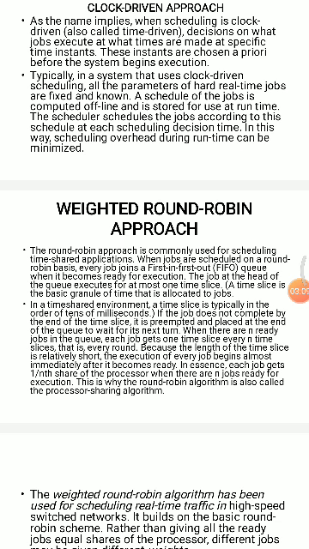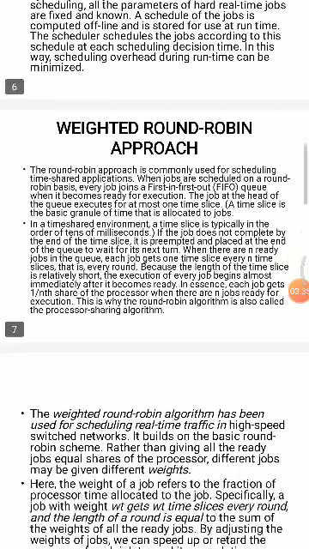So each job gets one time slice every n time slices, that is, every round. Because the length of the time slice is relatively short, the execution of every job begins almost immediately after it becomes ready. Essentially, each job gets a 1/n share of the processor when there are n jobs ready for execution. This is why the round robin algorithm is also called the processor sharing algorithm.